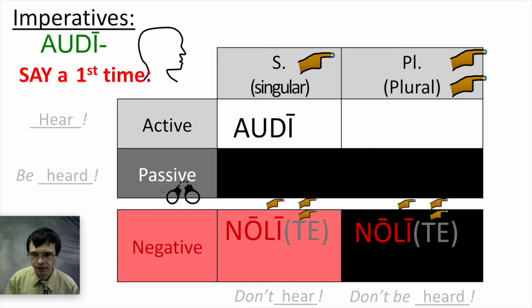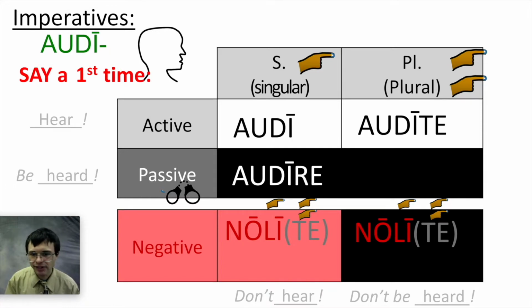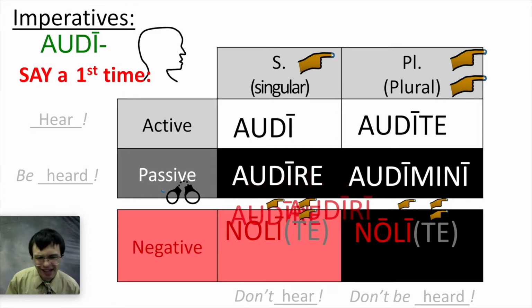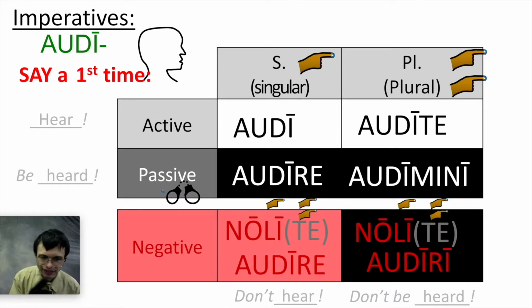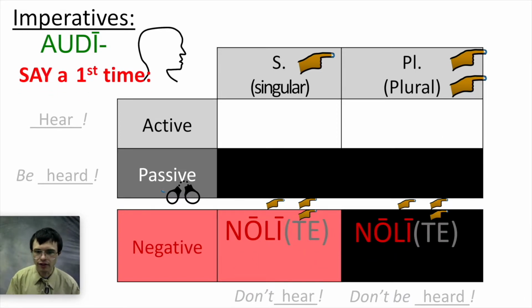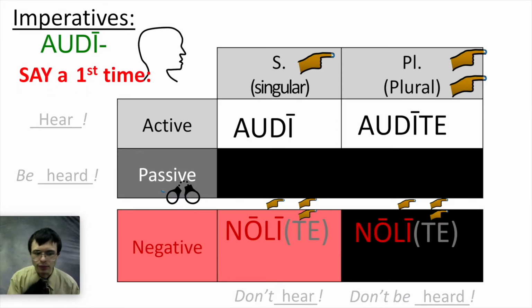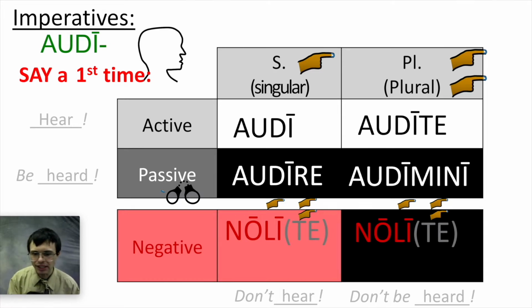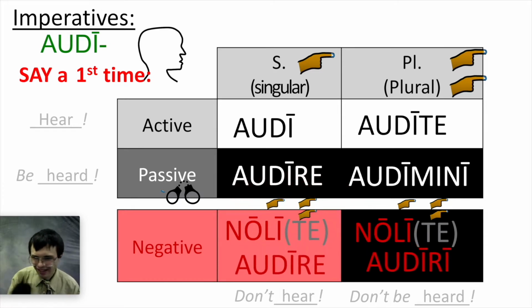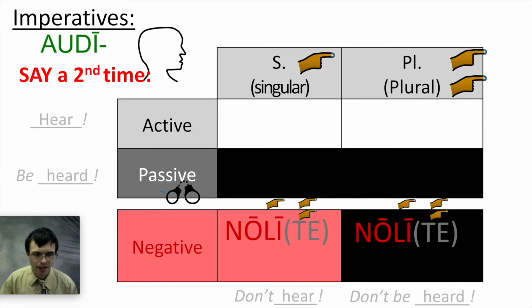It'll sound like this. Audi, audite, audire, audimini, nolite audire, nolite audiri. All right, you say it a first time. Ready, go. Audi, audite, audire, audimini, nolite audire, nolite audiri.